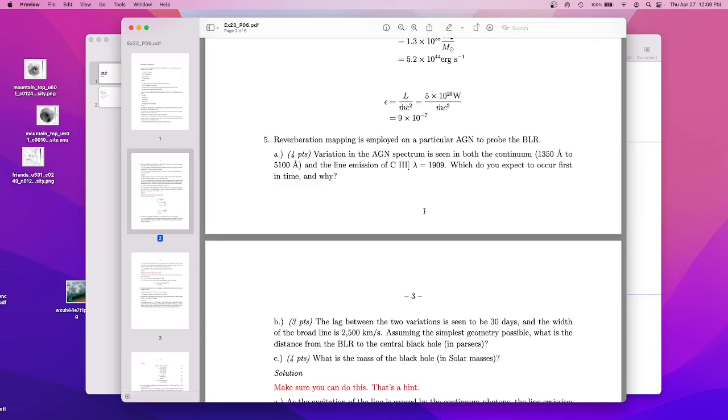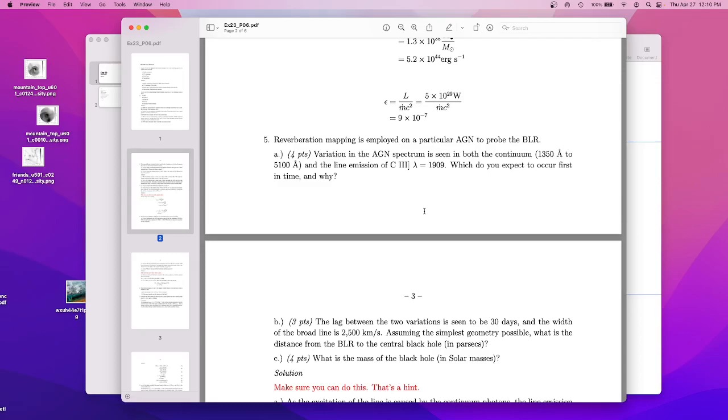But where are we? Okay, reverberation mapping. Let's talk about reverberation mapping. So I see two signals. I see a continuum spectrum in the ultraviolet, and I see line emission from carbon-3. Which one occurs first in time and why? Yeah. The continuum comes first because the line has to wait for the light to travel from the disk to the broadline region and ionize the broadline region to give off the line emission. Everybody follow that? Everybody good?